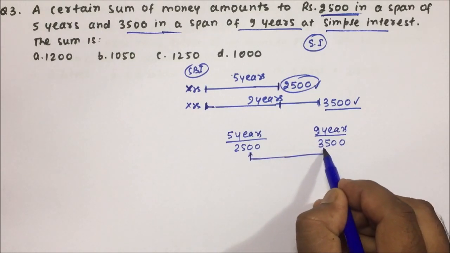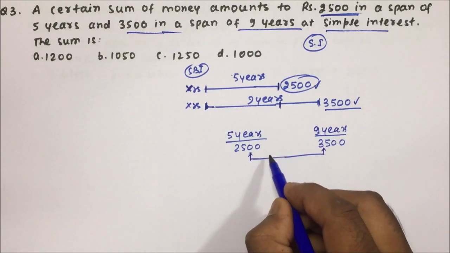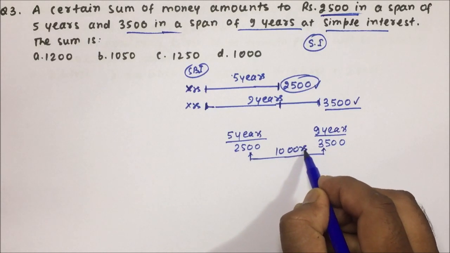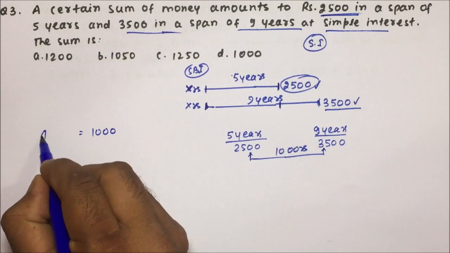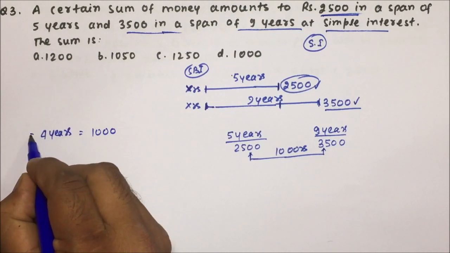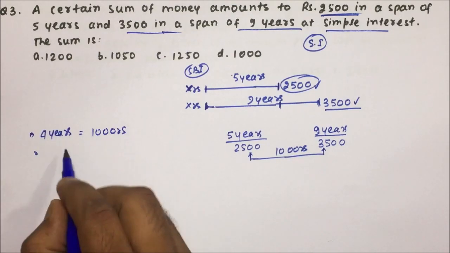There will be no magic, friends. What will happen? You will be getting interest. So interest of 1,000 rupees in 4 years. Okay. So in 4 years that person will be getting interest of 1,000 rupees.